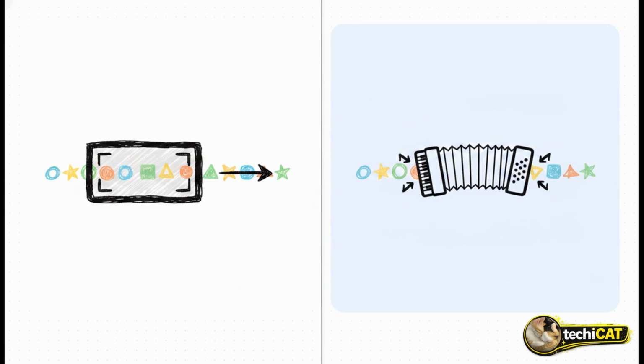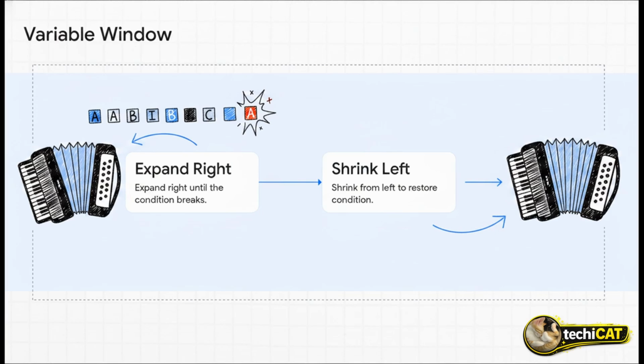You stretch the accordion out to the right to grab more elements, but the split second you hit a roadblock, like a broken condition, you squeeze that accordion from the left side. You shrink it down until the condition is valid again. It's dynamic, it breathes, and it's constantly adjusting. So your success really comes down to mastering this 2-step variable window logic.